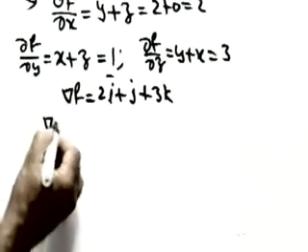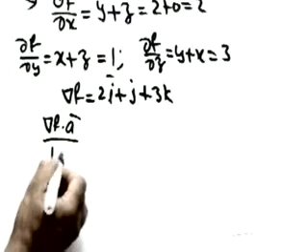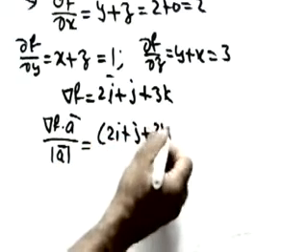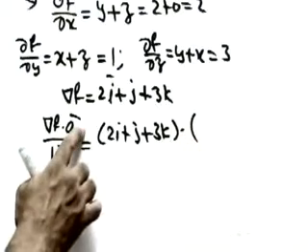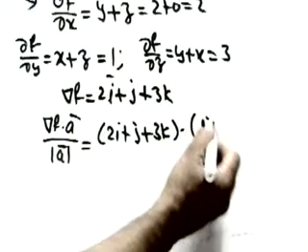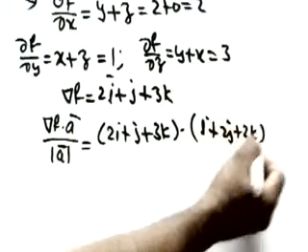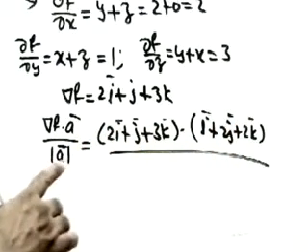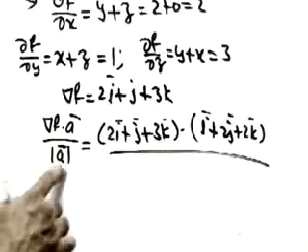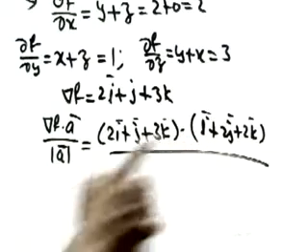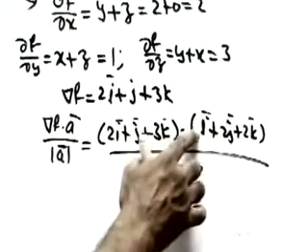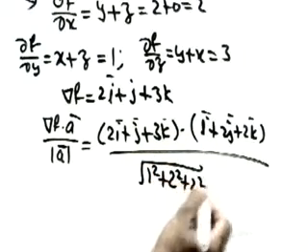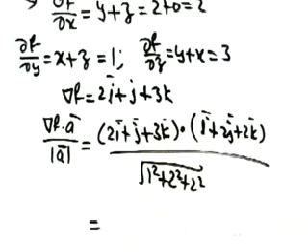Now let me substitute into the formula. Therefore del f dot a by mod a equals del f, which is 2i plus j plus 3k, dot a, the given vector. What is the given vector? i plus 2j plus 2k, divided by mod. Now see here, mod, what does it mean? Mod means magnitude, magnitude of a. Magnitude of a means under root of, you have to take the squares: 1 square, 2 square, 2 square.